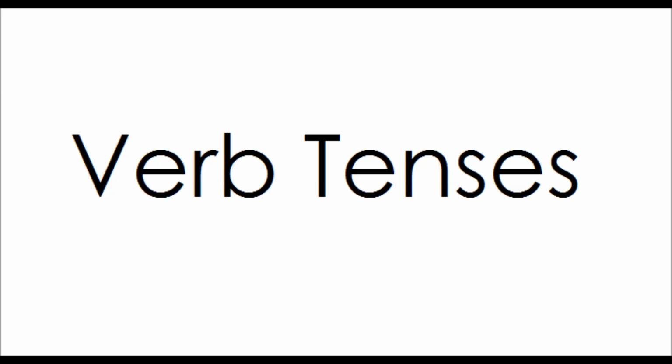Michael had played the piano for an hour. The verb tense here is the past tense, as it describes something that happened in the past. Cheryl will walk home after school. Here the verb is in the future tense, as it describes something that is going to happen in the future.